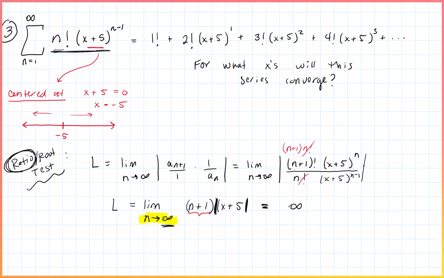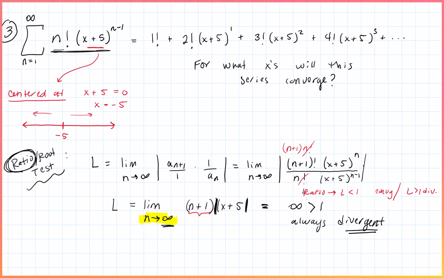This is infinity, and remember that the ratio test says that if L is less than 1, you have convergence, but if L is greater than 1, even infinite, it is divergent. So that's what the ratio test tells us. So infinity is always, always, always greater than 1. This is always divergent.